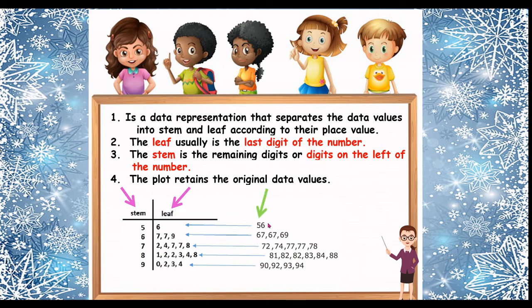So, what we have here, actually we have to decide our left hand side and our right hand side. Our right hand side usually is the second digit. Okay, you can see here 90, 92, 93, 94. So I put them all in the stem 9. After that, my leaf will be 0, 2, 3, and 4. This is what we call a stem and leaf plot.